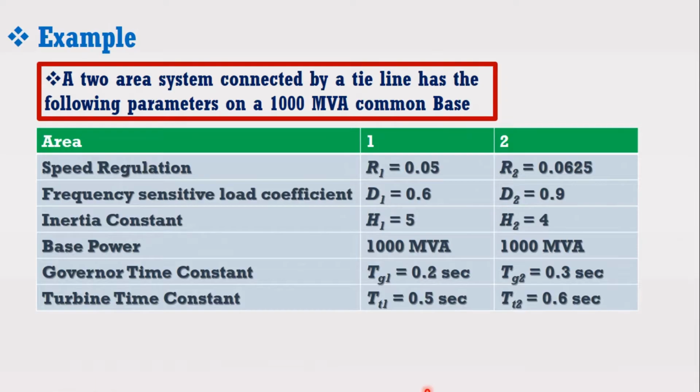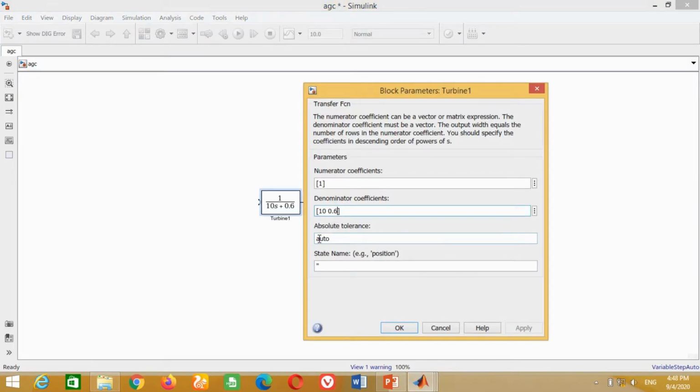The time constant for the turbine of area 1 is 0.5 as given in the example data. Therefore, double click on the transfer function block, write here 0.5 and press OK. Look at the figure again.